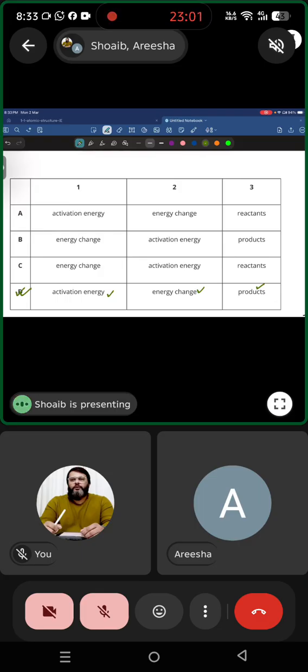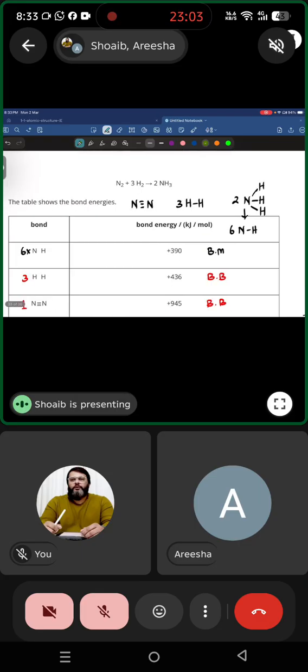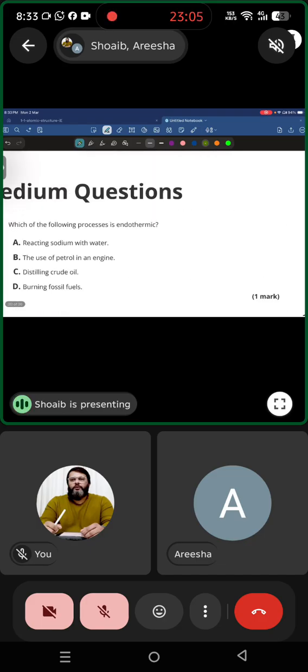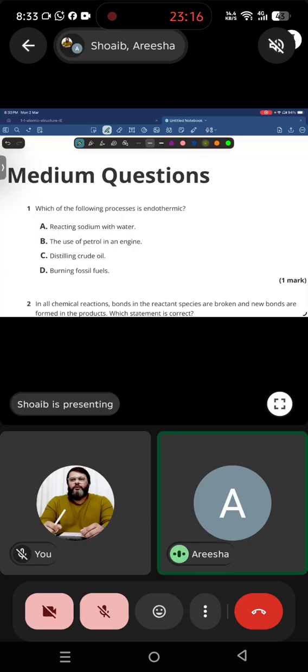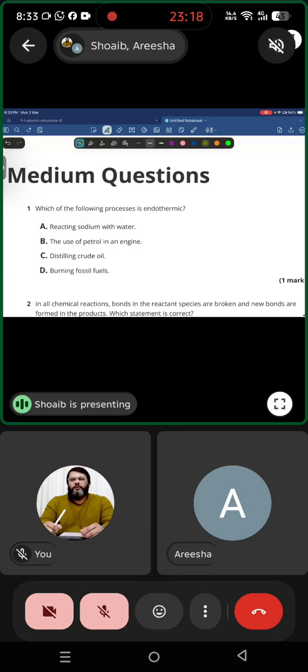Now let's move to the medium questions. Question number 1. Which of the processes is endothermic? Mostly the endothermic process is a breaking process or removing water, meaning decrystallization or dehydration. Hydration means the addition of water. Dehydration means the removing of water.